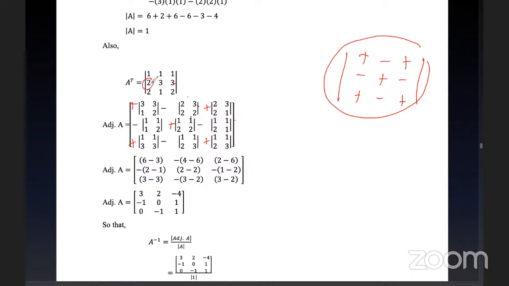Element na nandito nasa row 2, column 1. So ano yung ating minor or cofactor? 1, 1, 1, 2. Okay, ganun lang yun. Bura ulit. Itong element na nasa gitna, row 2, column 2. What are the elements? 1, 1. Ito yun, 1, 1, 2, 2. Okay, ganun lang yun. Ito naman, so burahin to. So 1, 1, 2, 1. Check. Okay, so na-check na natin.